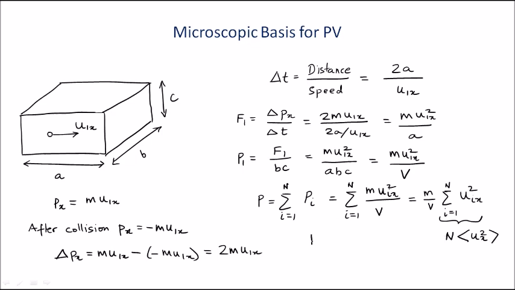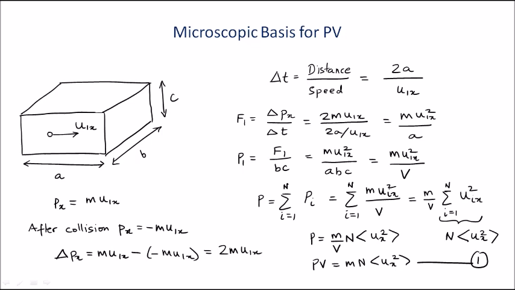So P can be written as (m/V) multiplied by N multiplied by the average of ux squared. By rearranging, we get PV is equal to mN times the average of ux squared. Let us call this equation 1.